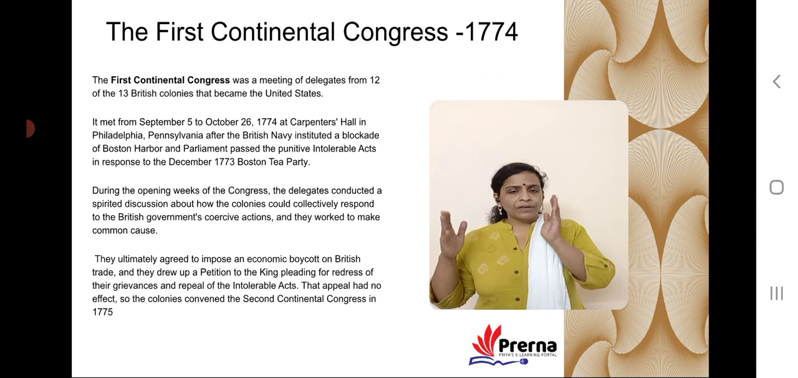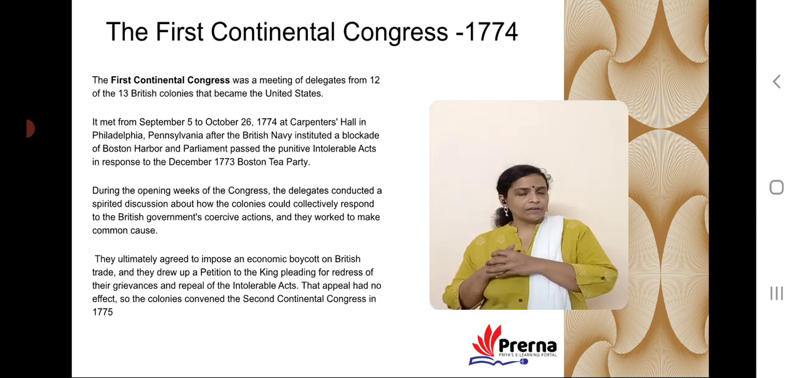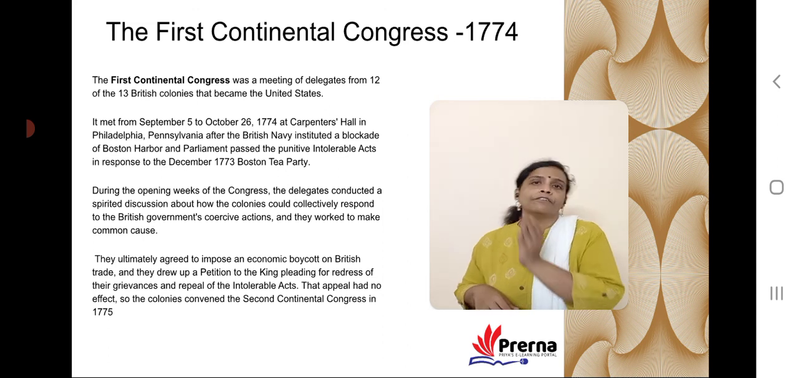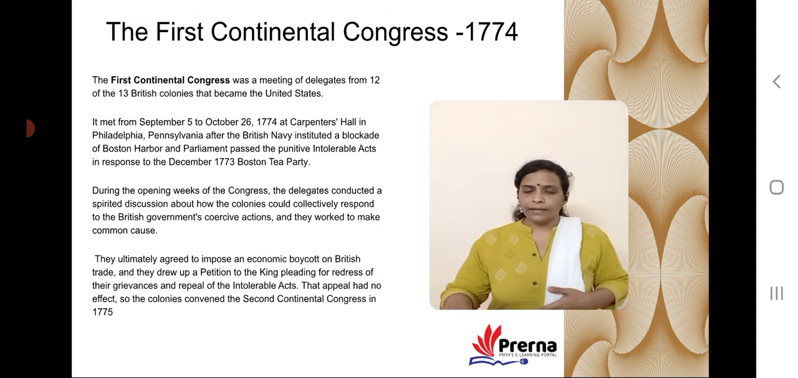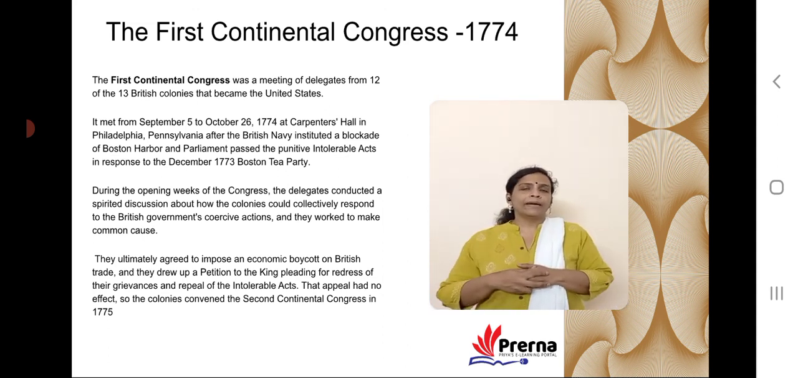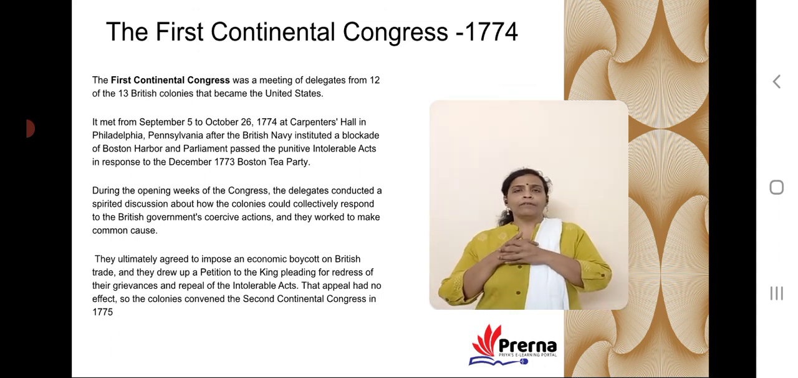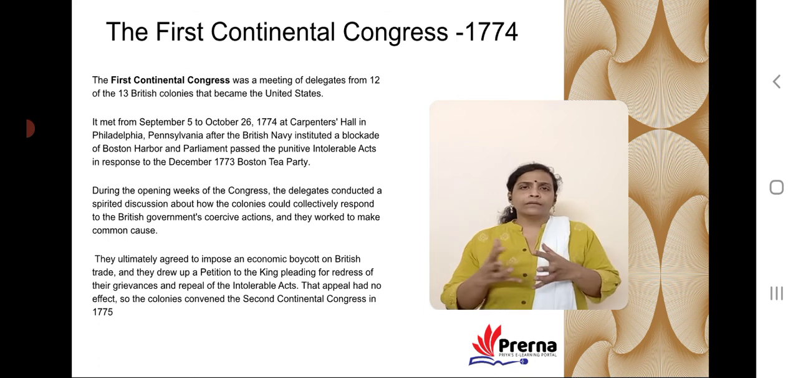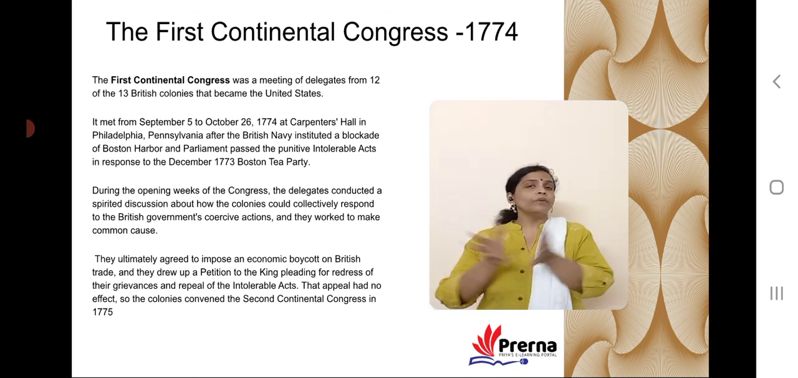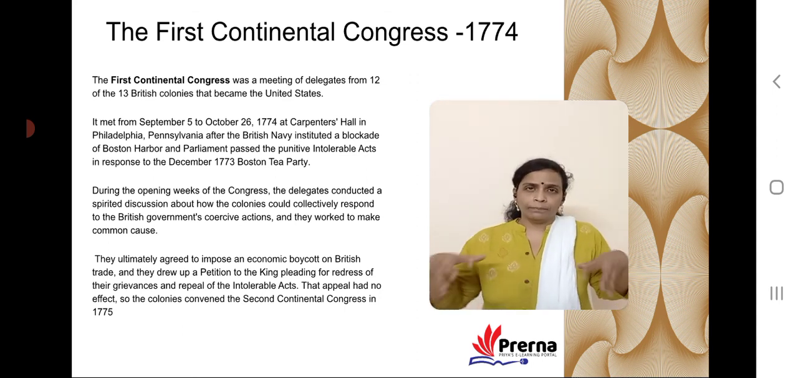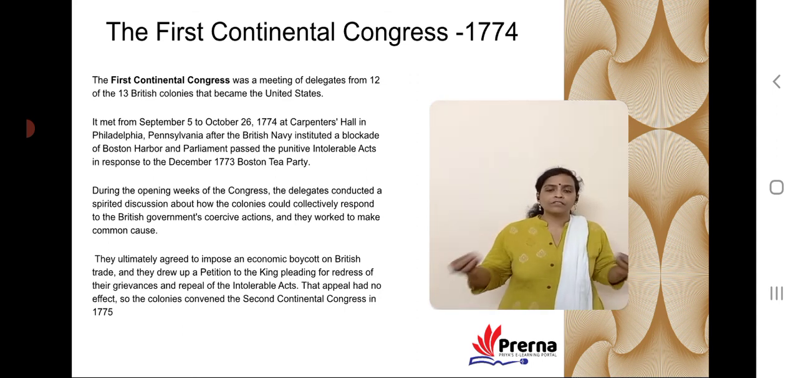Now, the first Continental Congress was held in 1774, then the second Continental Congress was held in 1775, and with that the war began. So you could see how by this time, with the second Continental Congress in 1775, the colonies came together, decided to have an army of their own, and also organized a native militia, an army of the people known as the Minutemen.